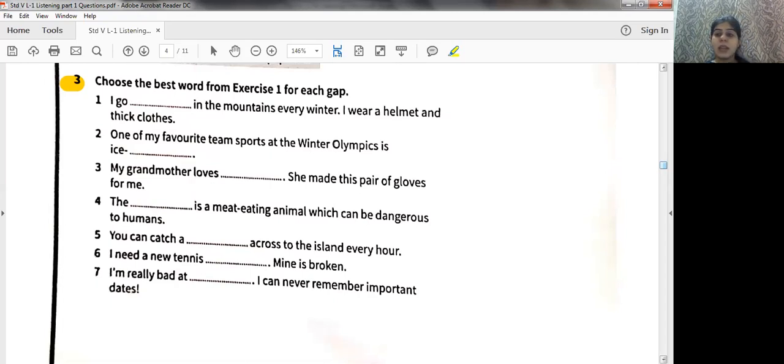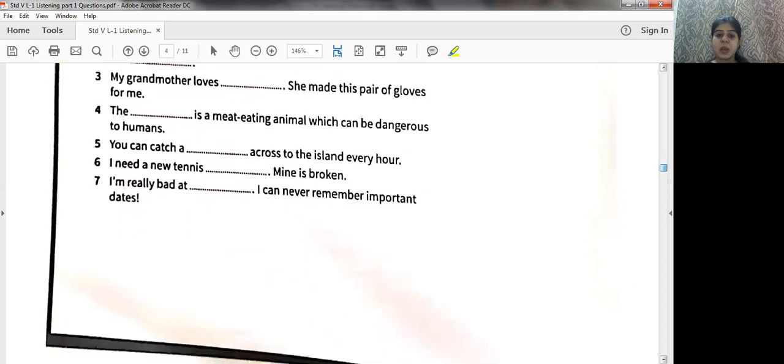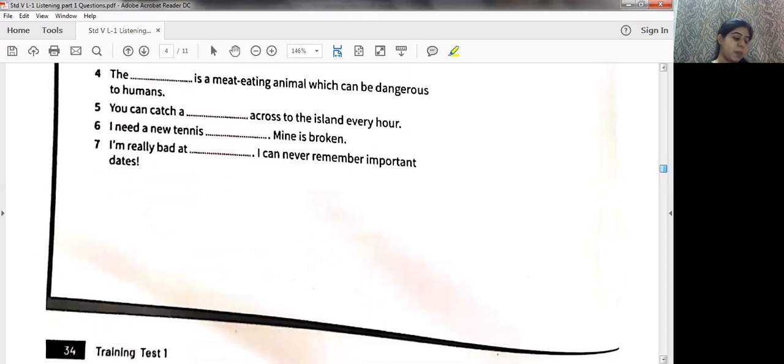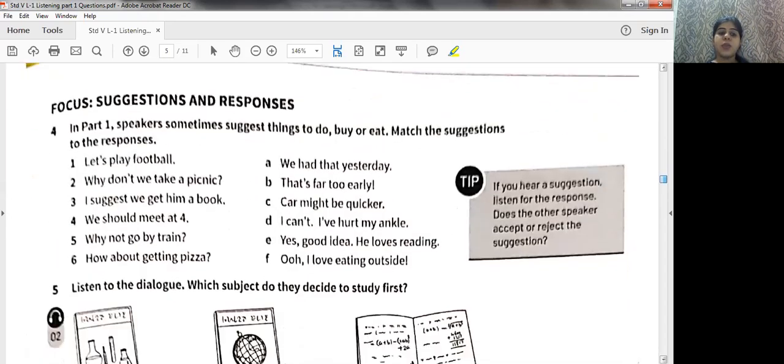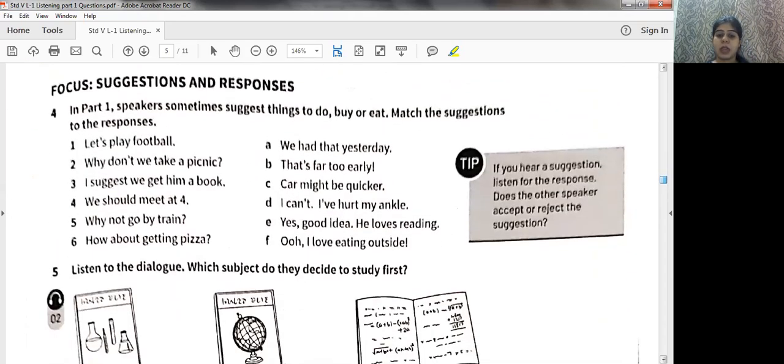I hope that we all are done, students. So let us move to the next part now. Turn your books to page number 35. So we have the fourth part of this exercise. So in part 1, speakers sometimes suggest things to do, buy or eat. Match the suggestions to the responses. So on the left hand side, you have the suggestions, and to the right hand side, that is A to F, is your response to the suggestions.